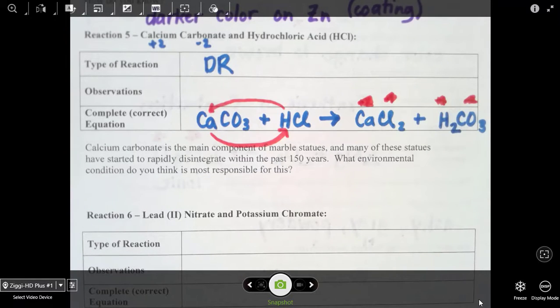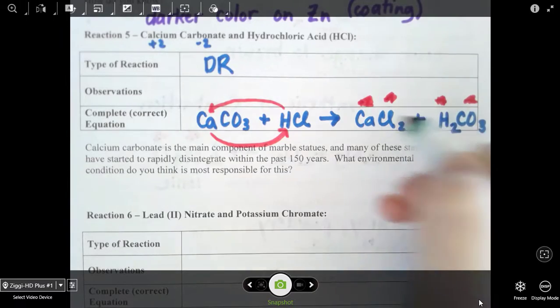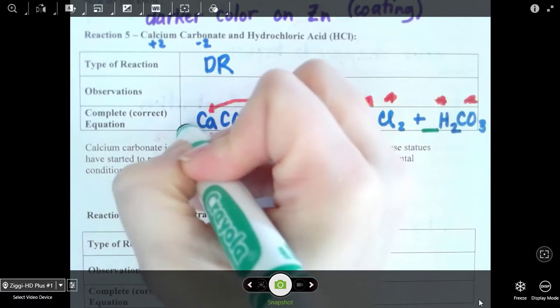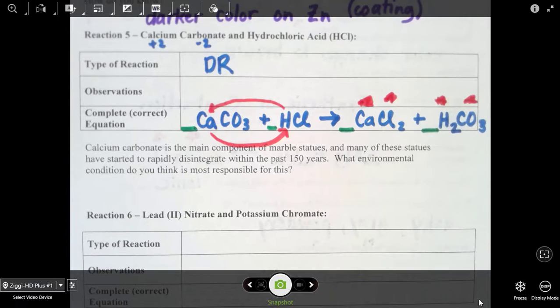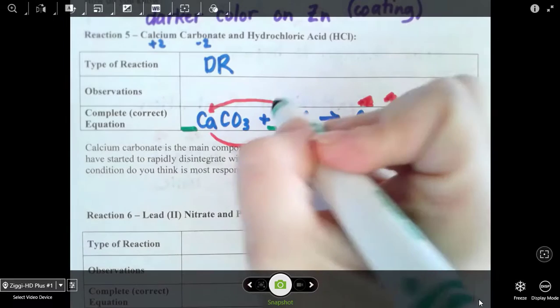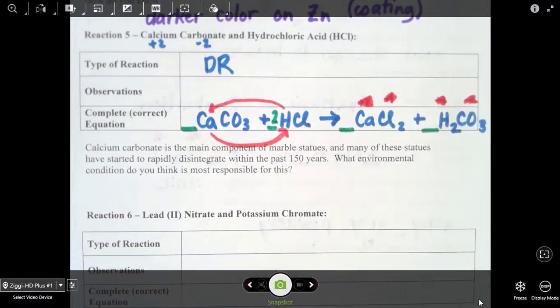And what's left? Balance it. Check your calciums. Check your carbonates. Good. Check your hydrogens. Need a 2. Now it's good. And conveniently that balances the chlorine as well.